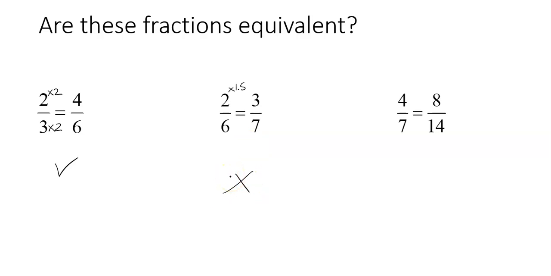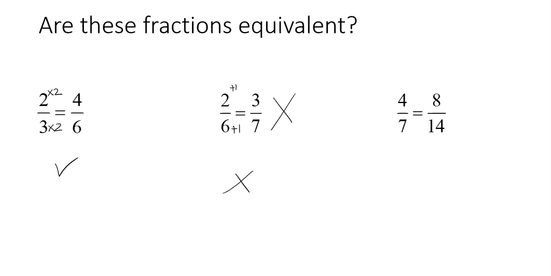A common mistake students will make though is this. They'll say, well, I'm going from 2 to 3, so I'm adding 1. And here I'm going from 6 to a 7, I'm adding 1. And they will think that these are equivalent. But remember, you have to be multiplying both your numerator and your denominator. So that one does not work. They are not equivalent fractions.